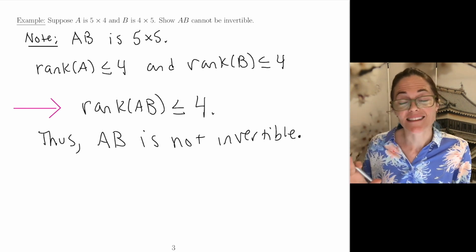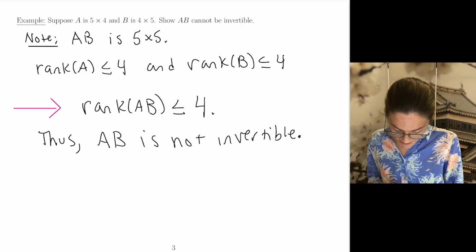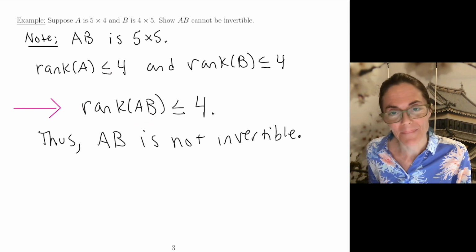You see it's shorter using this powerful theorem that says the rank of a product is less than or equal to the rank of each individual matrix.